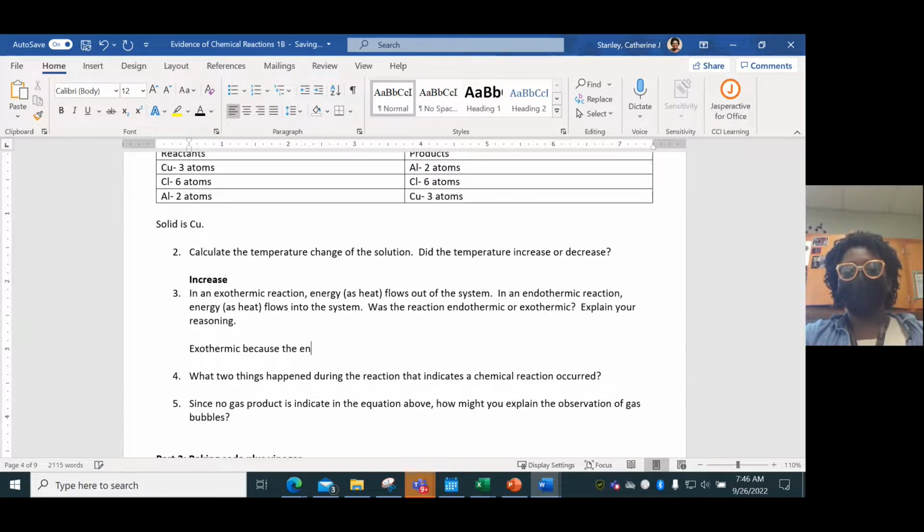Because the energy in the form of heat flows out of the system as indicated, or as evidenced by what? No. There you go.